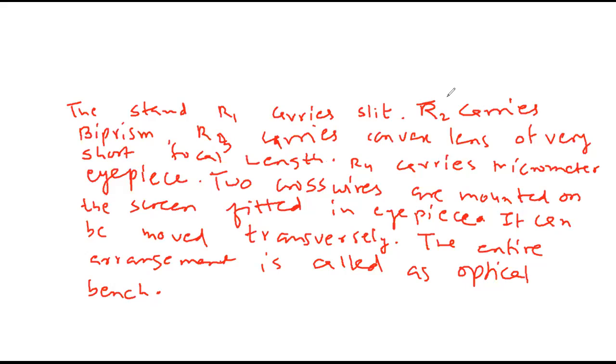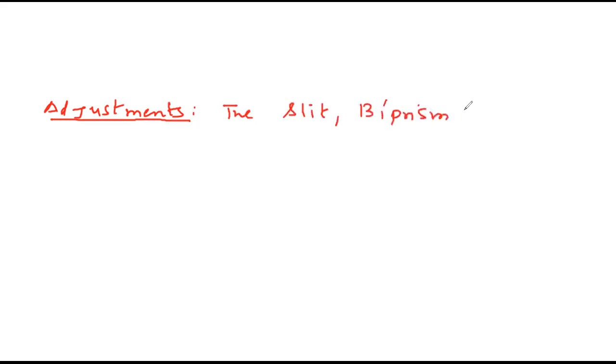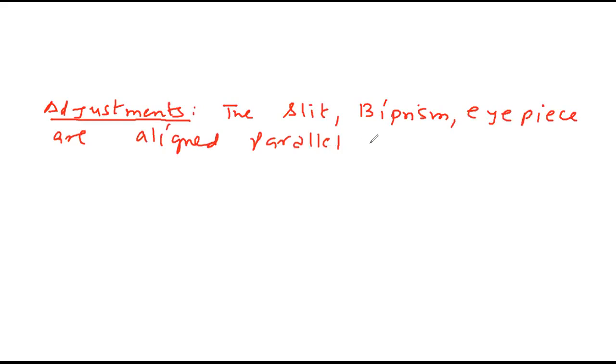Now we did explanation of apparatus. Now adjustment. And then final will be calculations. Adjustments. The slit, biprism, eyepiece are aligned parallel to each other, because those stands we can rotate, so we make them parallel to each other.